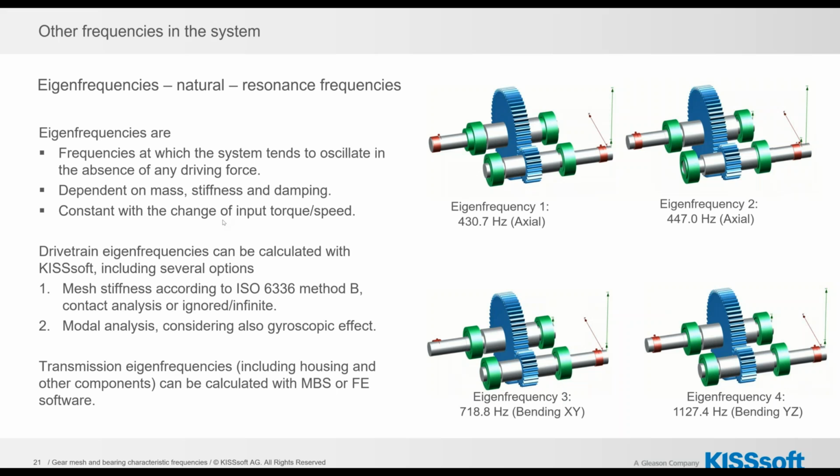Currently in the Keysoft and Keys design, we can calculate the eigenfrequency of the drivetrain, including several options. We can consider the mesh stiffness according to ISO. We can use the contact analysis for the mesh stiffness, or we can set it to infinite or ignored mesh stiffness. Inside the modal analysis, which is a part of the Keys design, we can consider also the gyroscopic effect.